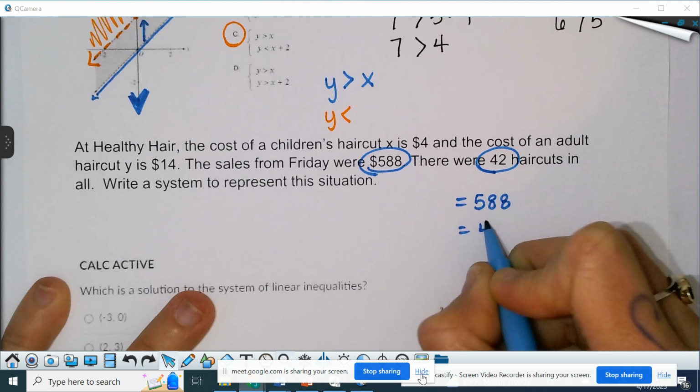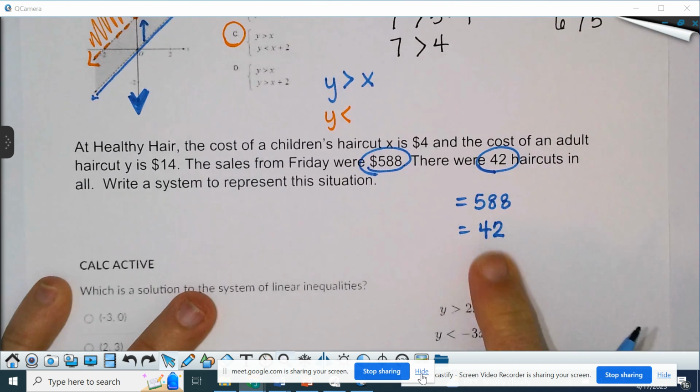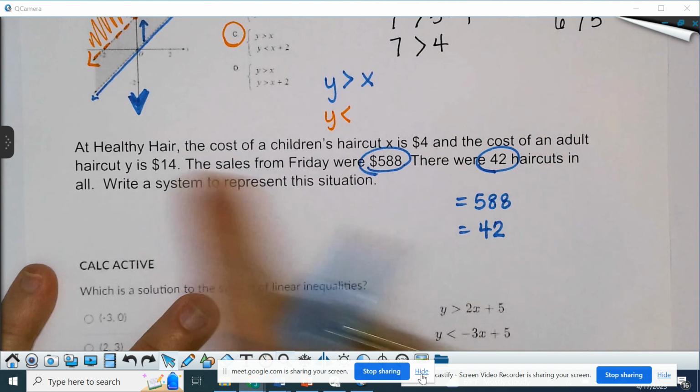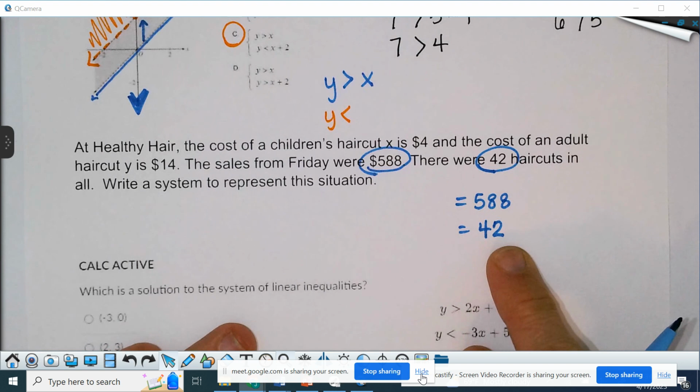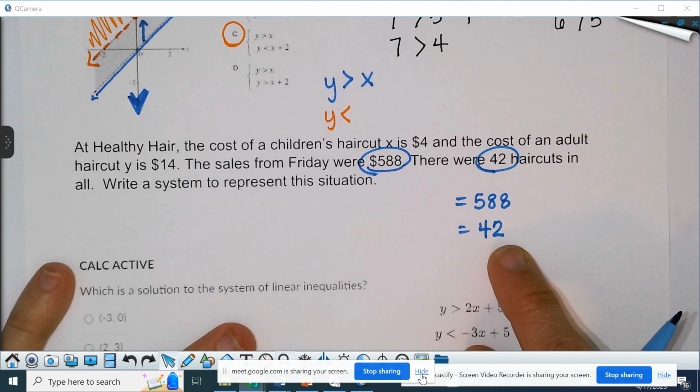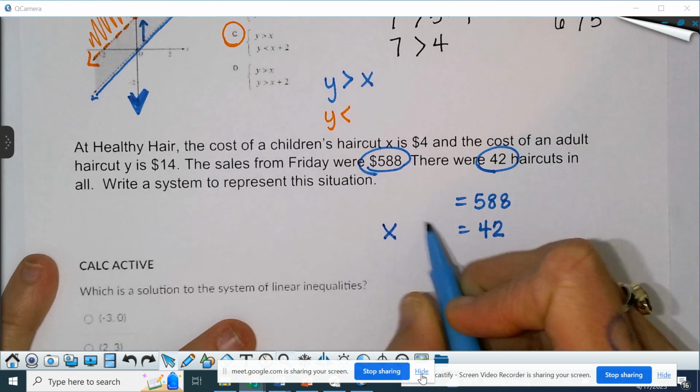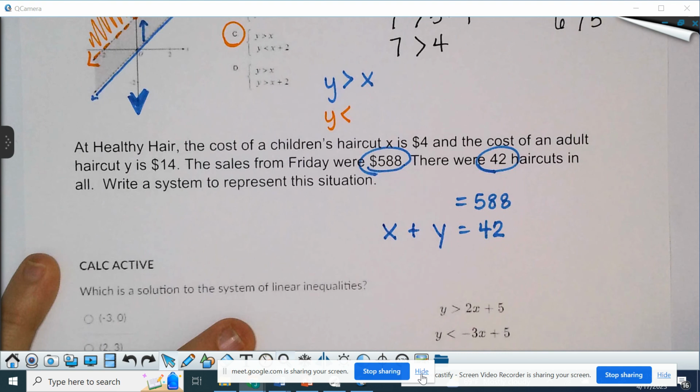Now, what did I add together to get the total number of haircuts? Would I use that $4 and $14 to discuss the total number of haircuts? Do the $4 and $14 have anything to do with the total number of haircuts that we had? No, right? We had children's haircuts and we had adult haircuts. That's how we would find out how many total haircuts we had. We'd add the number of children that walked in the door and add the total number of adults that walked in the door and got haircuts.